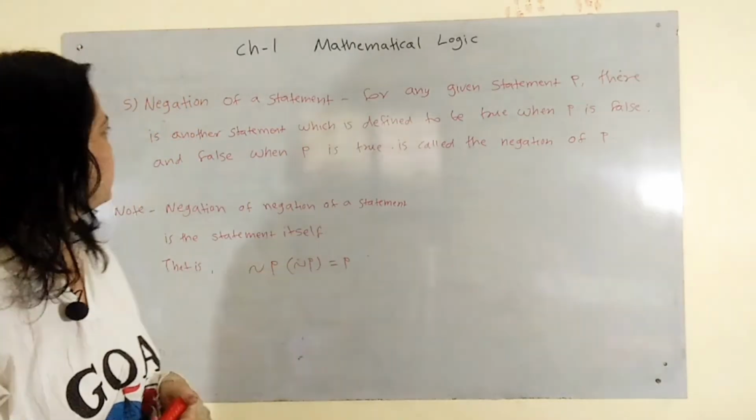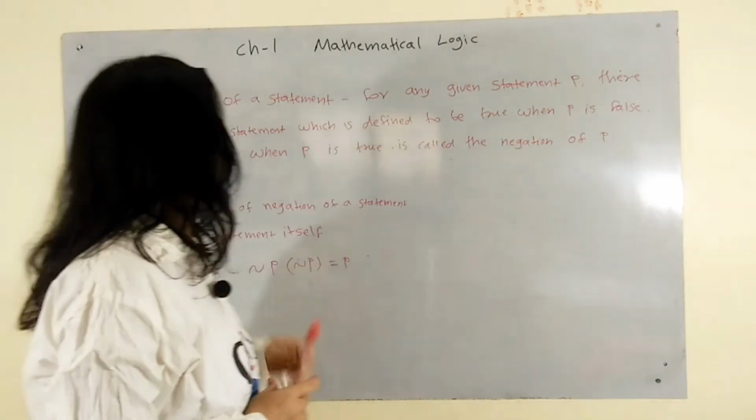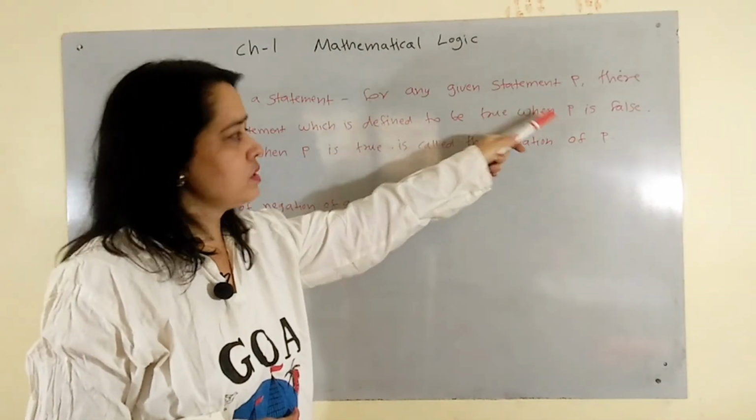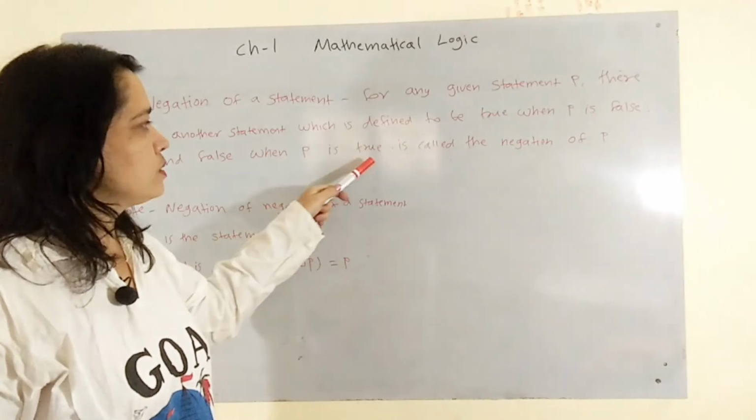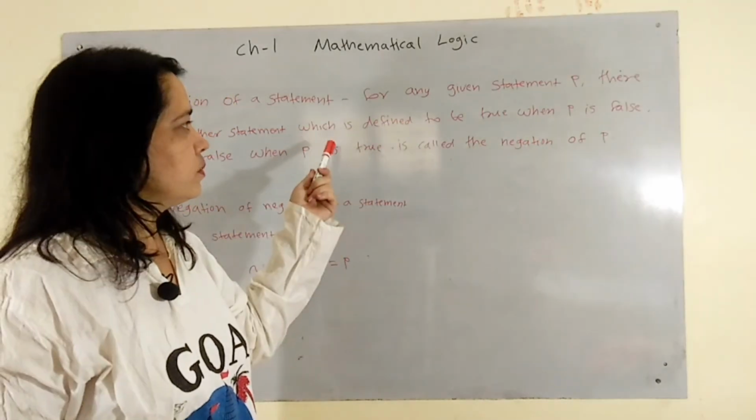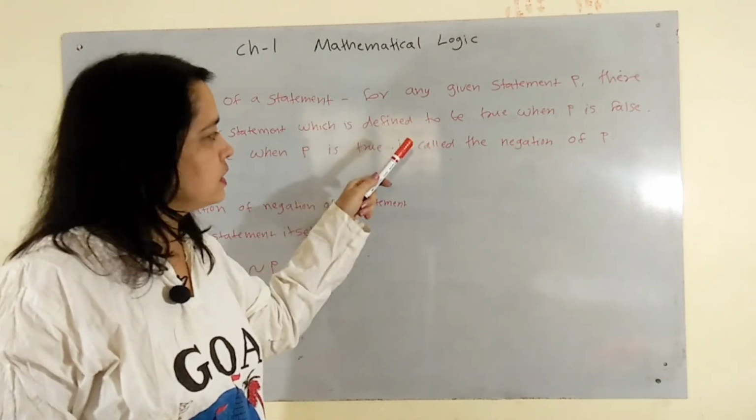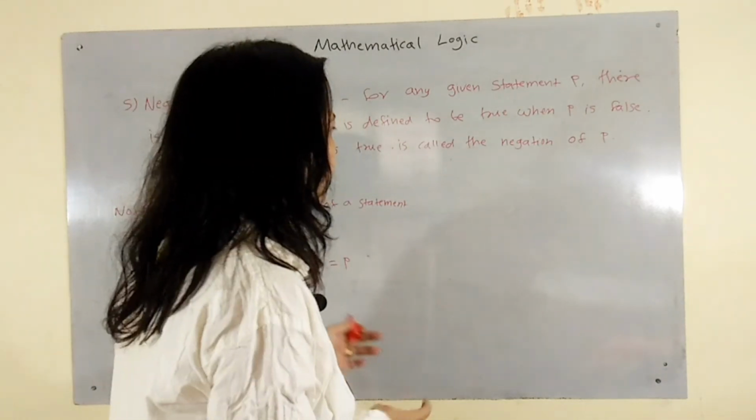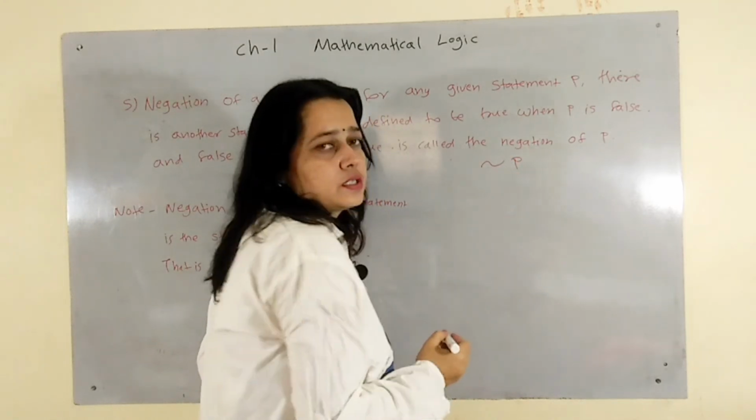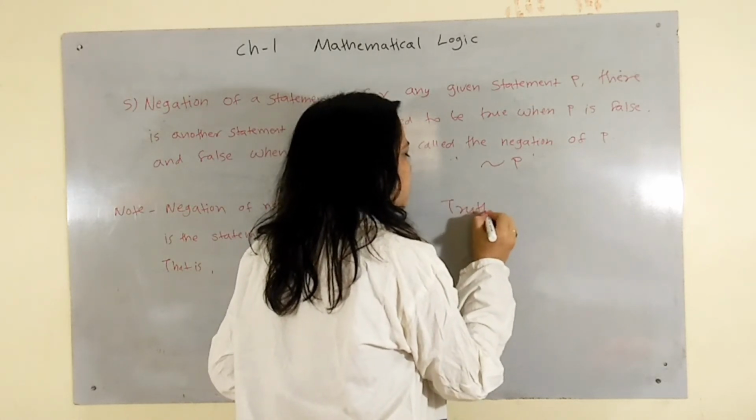Our last connective is negation of a statement. For any given statement P, there is another statement which is defined to be true when P is false and false when P is true, called the negation of P. That is, if P is true then its negation is false, and if P is false then its negation is true, and it is denoted by negation of P. So let's take a look at the truth table.